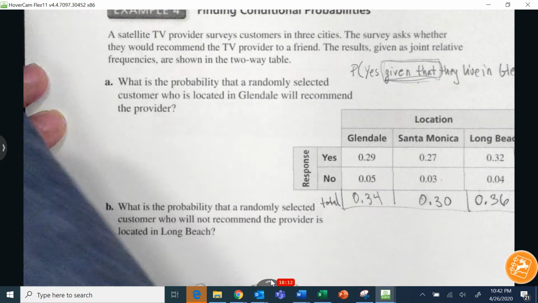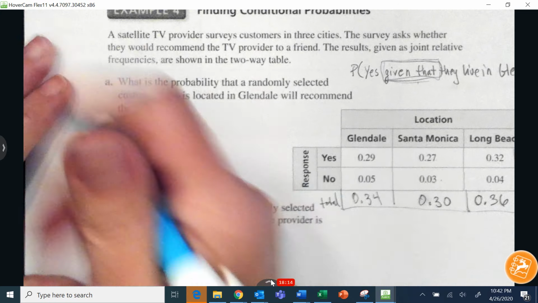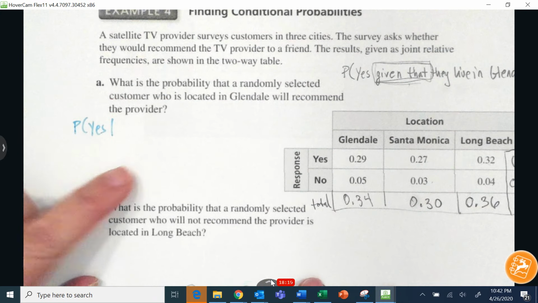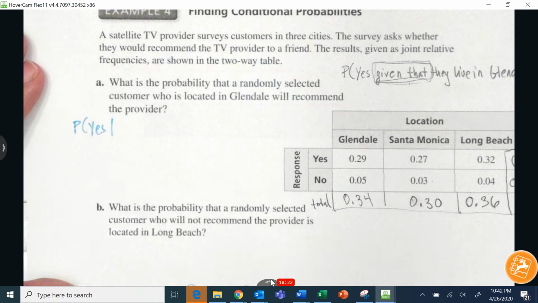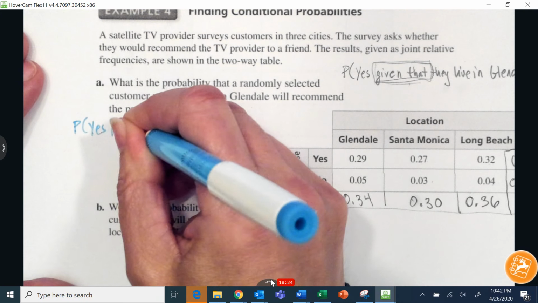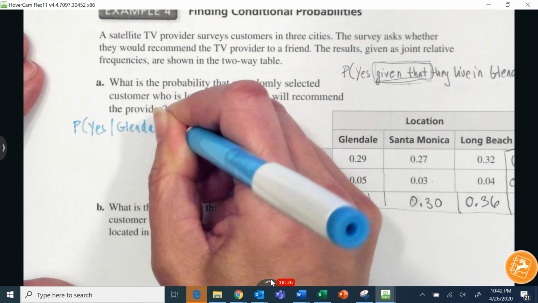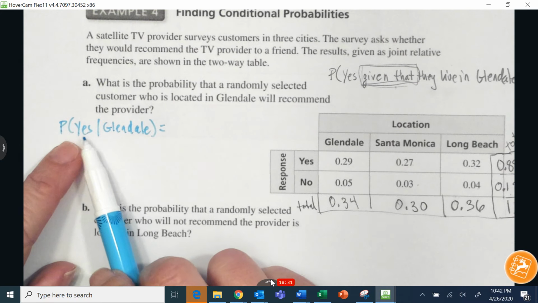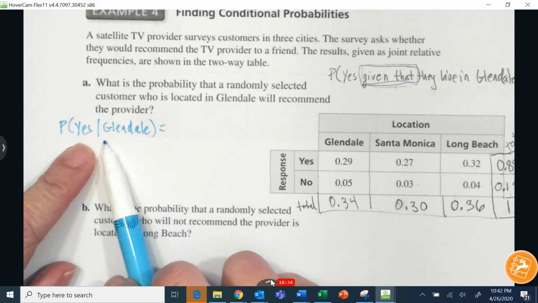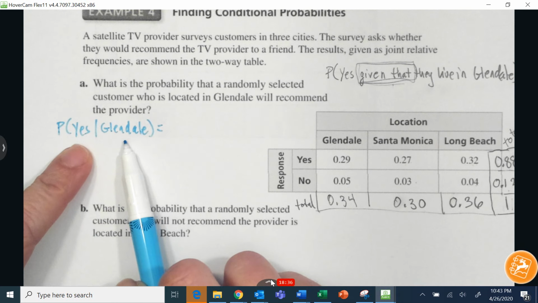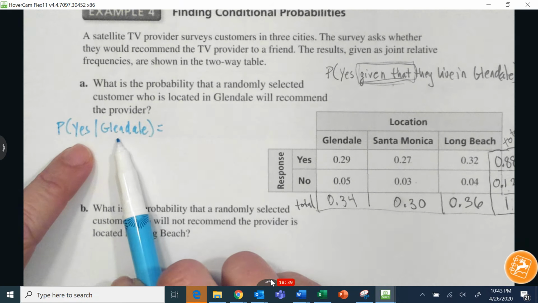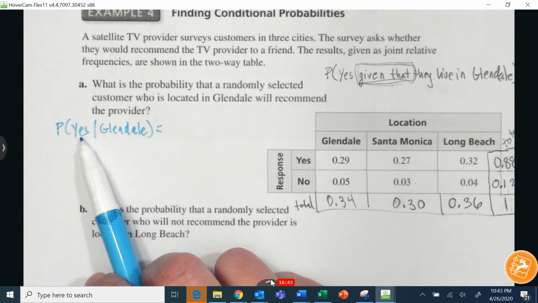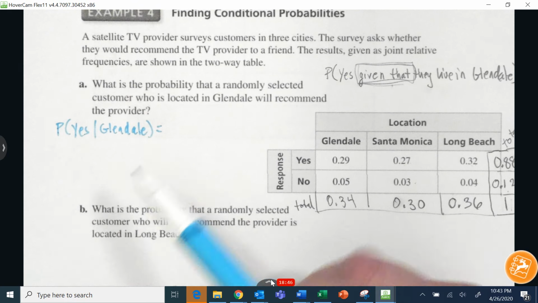So I'm going to write the symbols over here. We're going to write the probability that they're going to say yes, given that. The "given that" is just a line. Given that they live in Glendale, so we'll say Glendale. If you see this line, that is saying the probability that they would answer yes, given that they already live in Glendale. So this is a conditional probability saying they have to live in Glendale and say yes. So we cannot look at Santa Monica, and we cannot look at Long Beach at all.